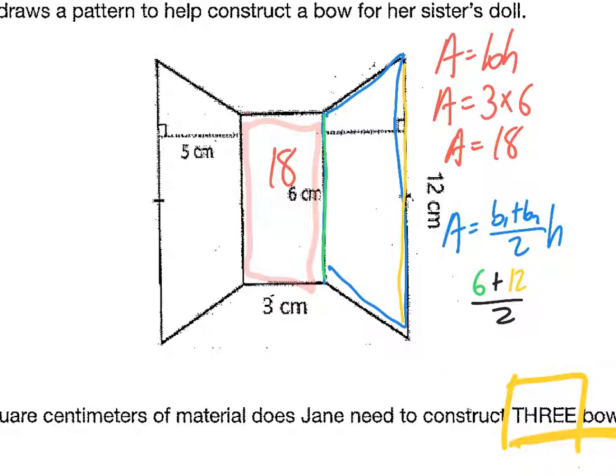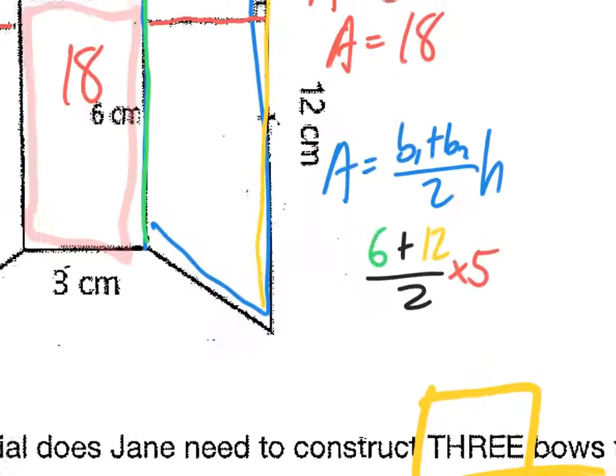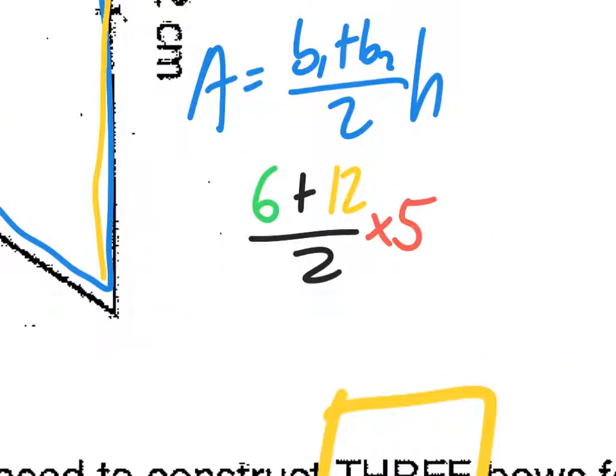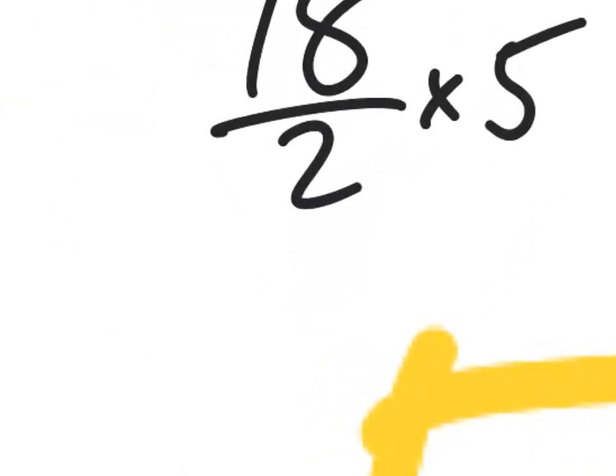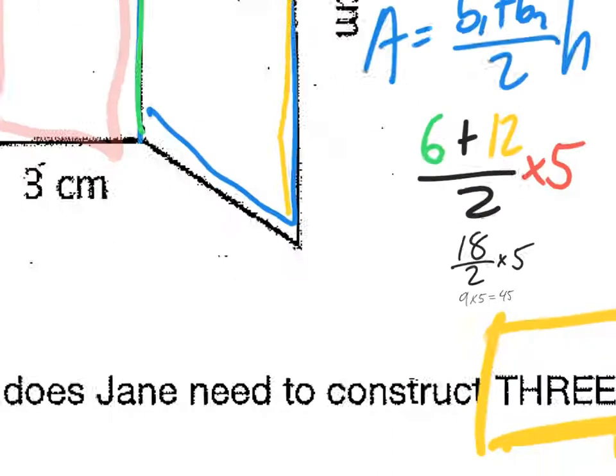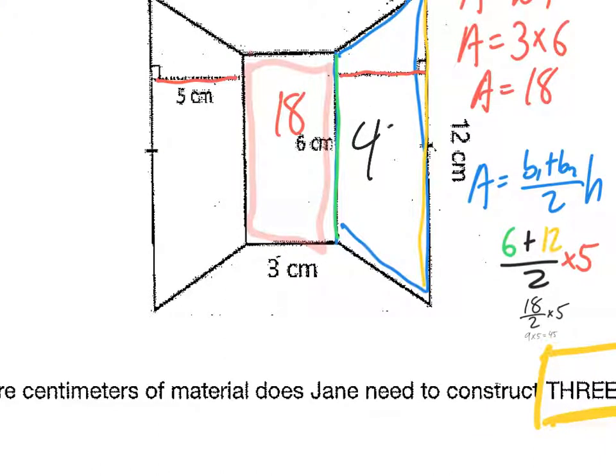And my height, well, the heights are similar. I'm going to use this height right here, which is the same as that height right there. So I'm going to do that times 5. Now to work this out, I've got my 6 plus my 12. So that's my 18. So I have 18 divided by 2 times 5. 18 divided by 2 is 9. I'm going to zoom in and make this a little bit smaller. I know I'm getting really tiny here. So I have 9 times 5, and 9 times 5 is going to be 45. So again, this part is 45 centimeters squared, and this part is 45 centimeters squared.